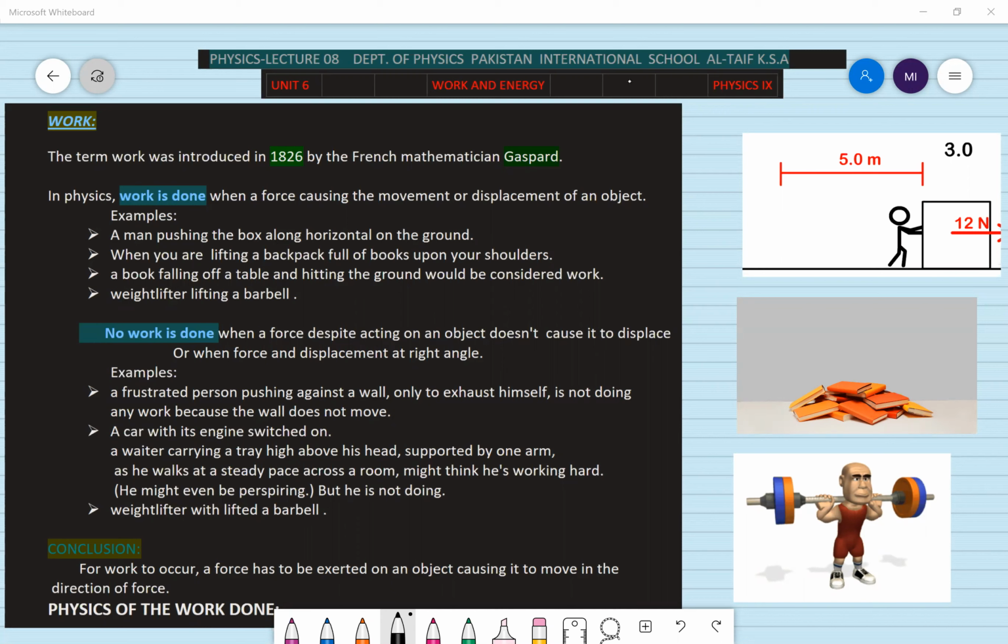Last time we finished chapter number 5, which was gravitation, and I hope you have learned a lot from the previous chapter. Now we are starting our new chapter, which is about work and energy. I hope you all have your book open at the right page, 119.